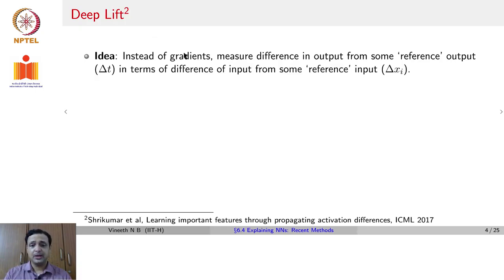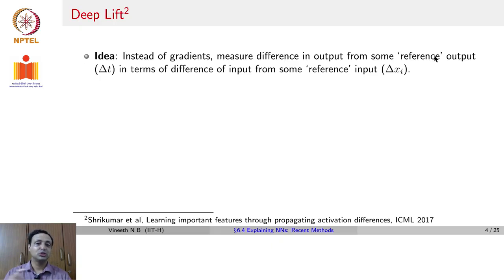Let's instead see if we had some reference input and our current input moves away from that reference input by a certain delta xi, one of the attributes. Xi is one of your input attributes. For an image, you could consider it to be one of your input pixels. And then we see what is the difference in output with respect to some reference output.